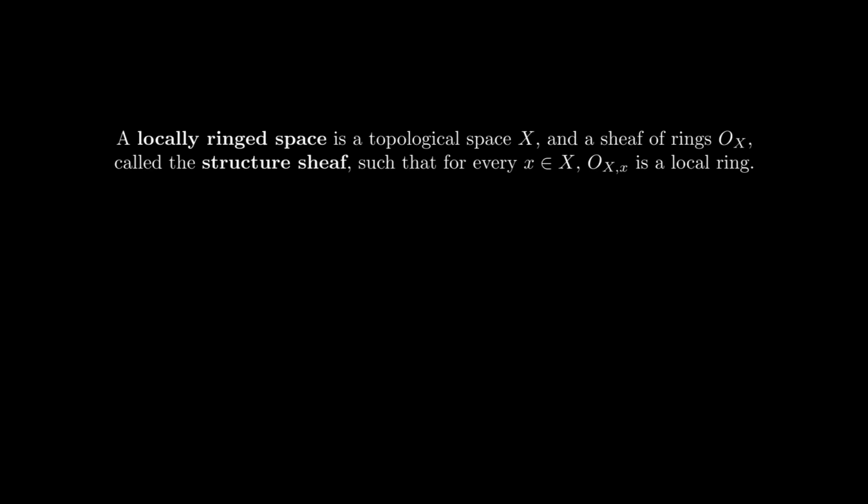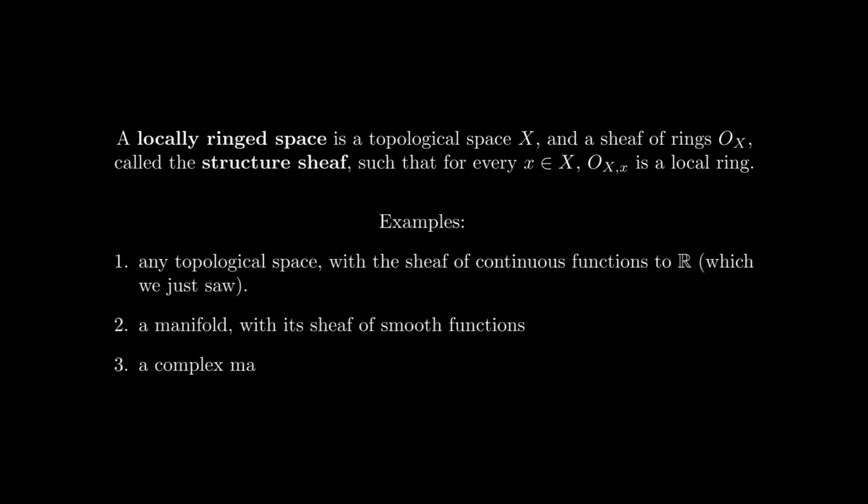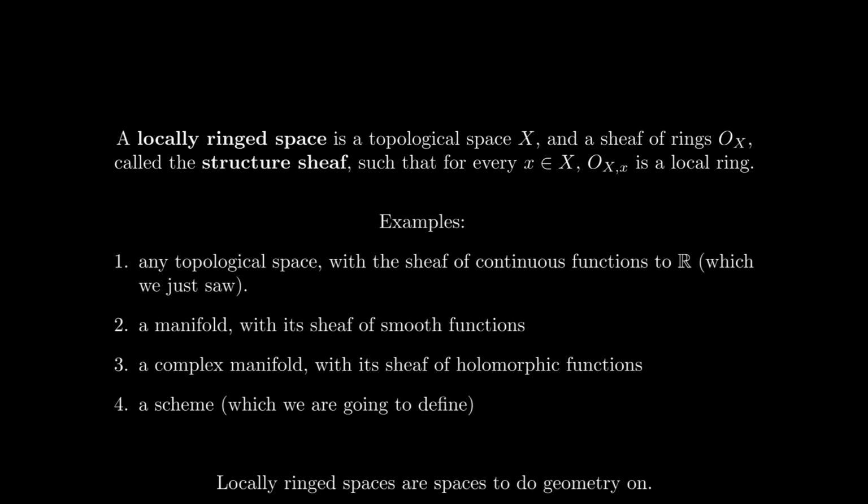This brings us to a very important definition, a locally ringed space. It's a topological space with a sheaf of rings called the structure sheaf, such that the stalk at any point is a local ring. We have just seen that any topological space with a sheaf of continuous functions to R is a locally ringed space. Other examples include a manifold with a sheaf of smooth functions, a complex manifold with a sheaf of holomorphic functions, and a scheme which we are about to define.